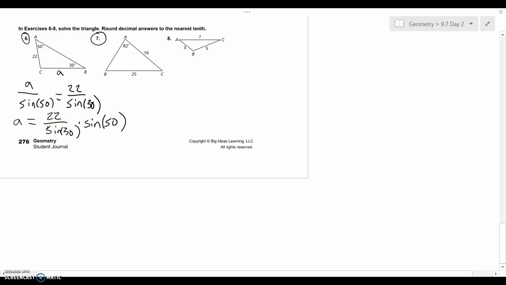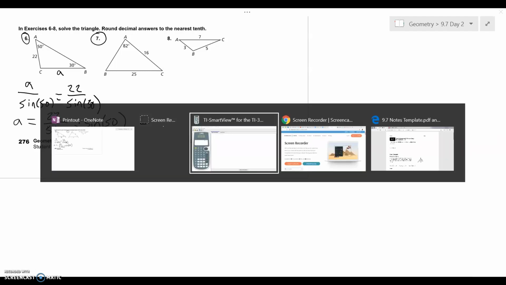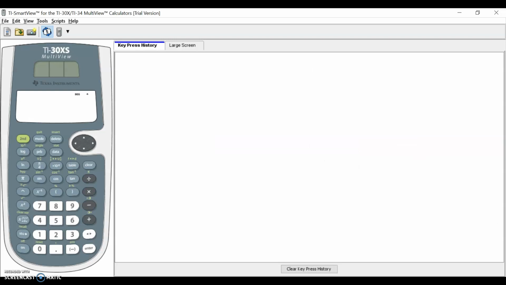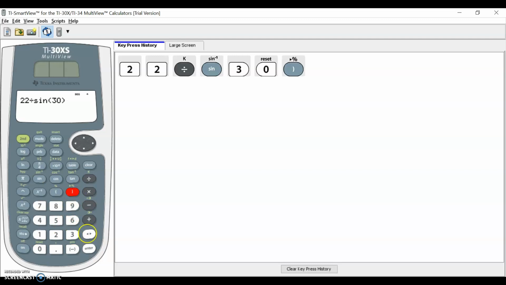So we're going to pop over to the calculator, and what we're going to do is just type that amount in. So I'm going to do 22, and I'm going to divide that by the sine of 30, and I'm going to hit enter. That's going to give me a value. That's that first value, and then I'm going to take that 44, and I'm going to multiply that by the sine of 50.